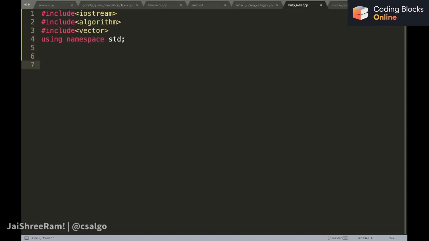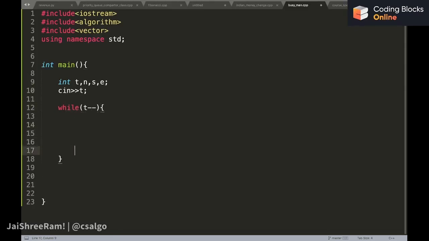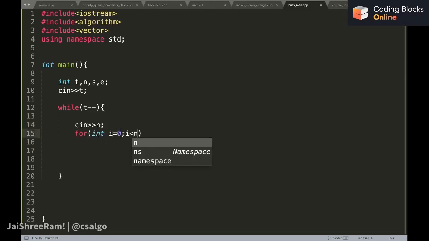Okay, so I am done with the few libraries that I will be needing. So let's write the main, and the first thing that we need to input is the number of test cases. We also need n, start and end time. So let's take input test cases. For each test case we need to read the value of n, and for each n we have to take input two numbers, start and the end time.